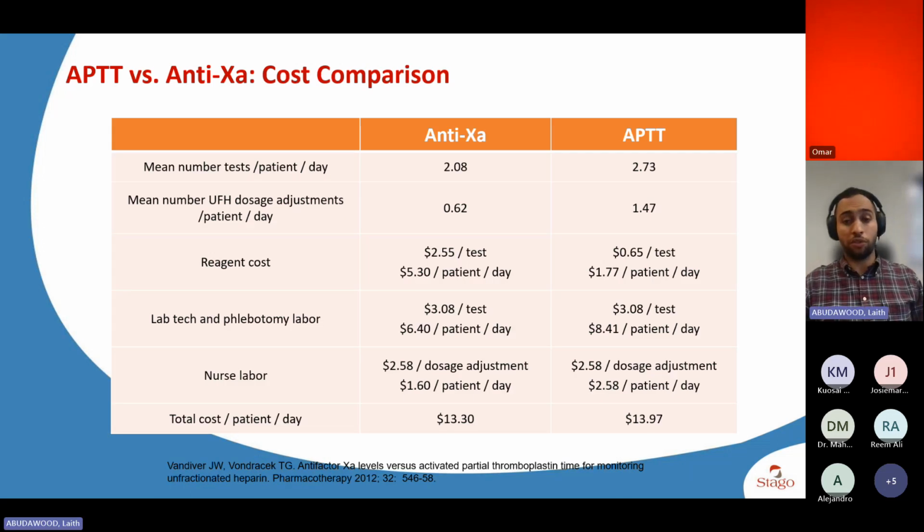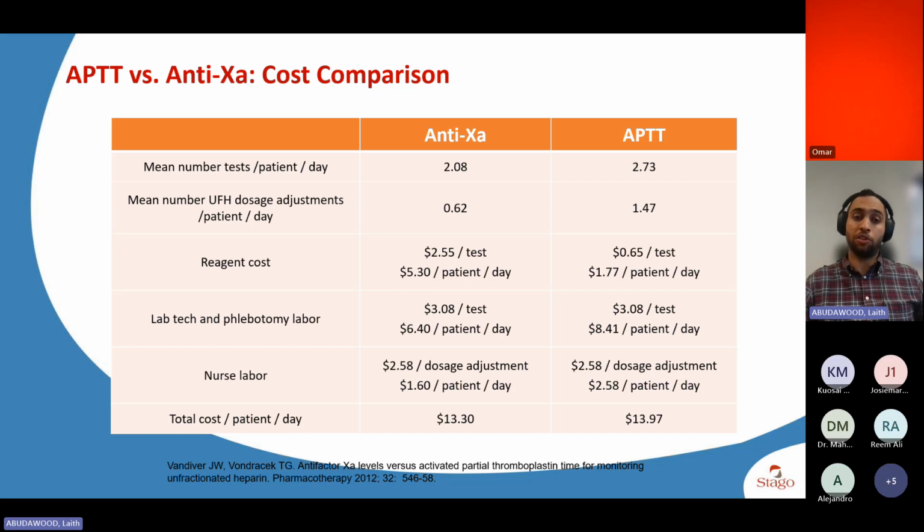On the side of cost, however, which I understand will be an issue for many labs: okay, but anti-Xa is more expensive, so why should I switch to it from APTT? It's significantly more expensive. Now, consider the number of tests done for each patient with APTT versus anti-Xa, the number of dosage adjustments, and the reagent cost. Of course, anti-Xa is more expensive, that's understandable.